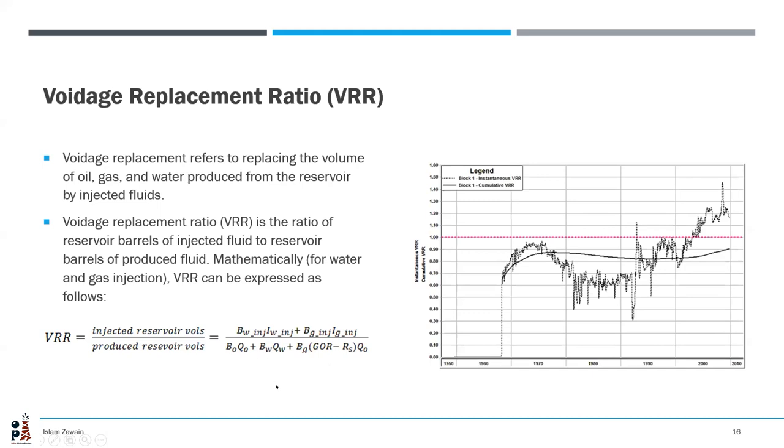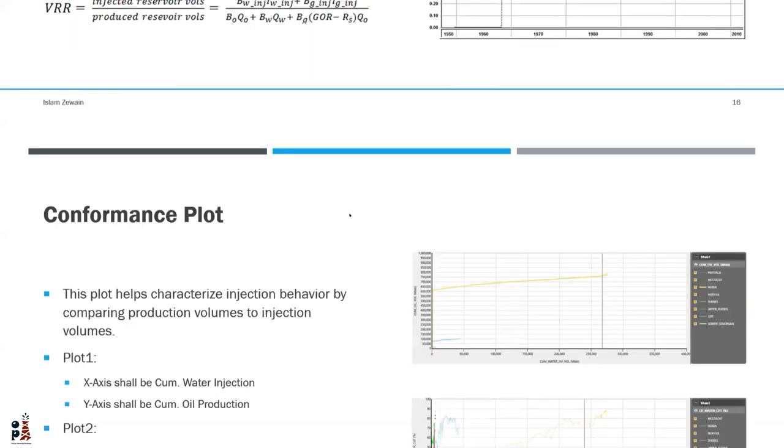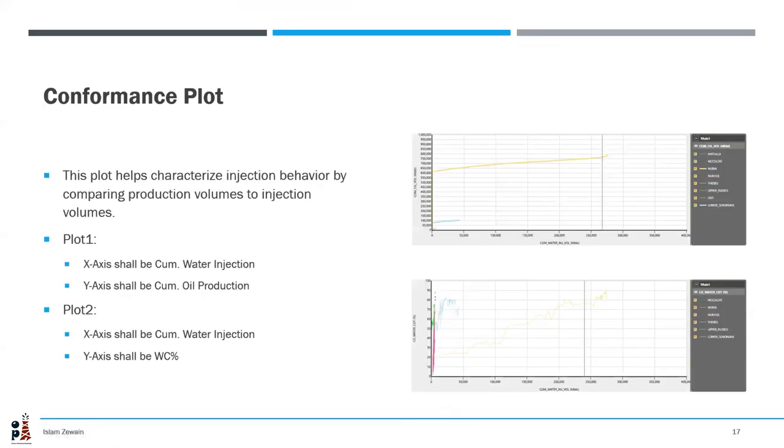For the sake of simplicity, let's do it now just injecting water and producing oil without the beta. So if we come back, let's continue with what other plots we will do, and we'll go one more time to the OFM. There's another thing called the conformance plots.